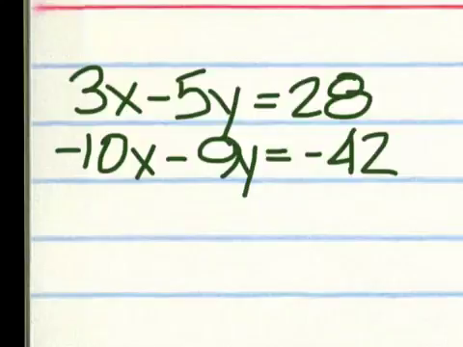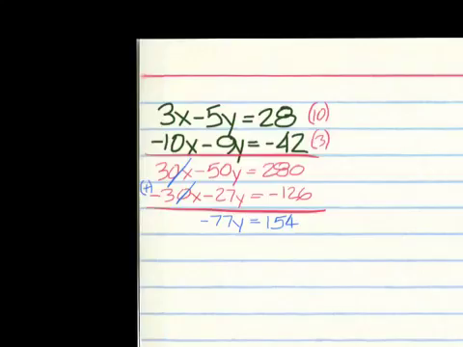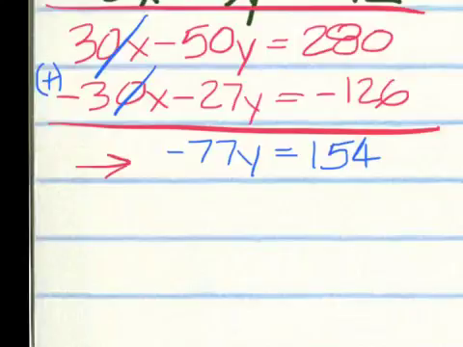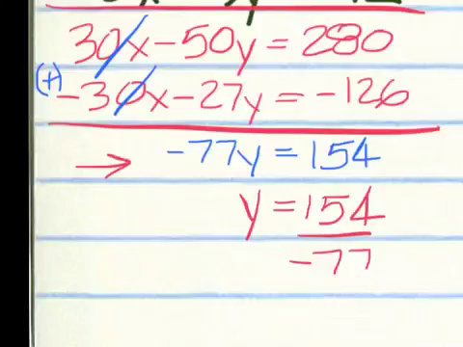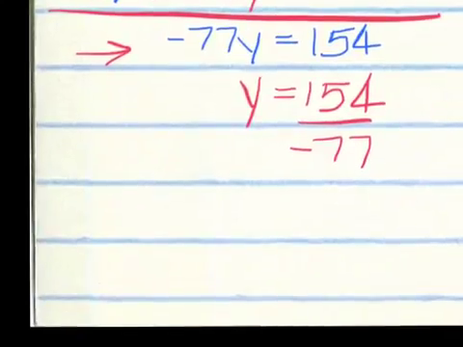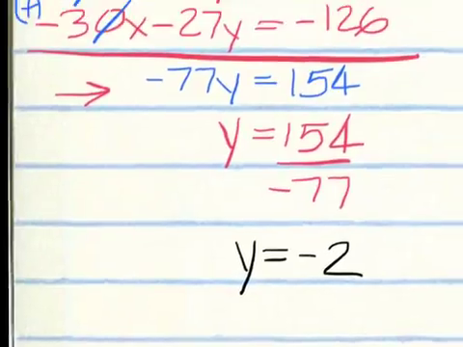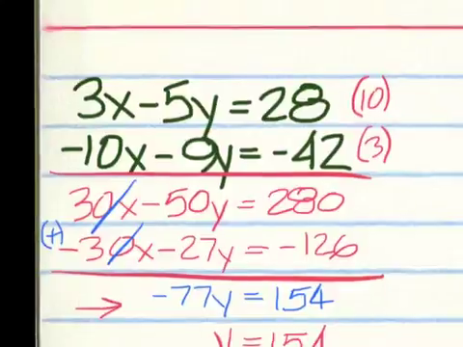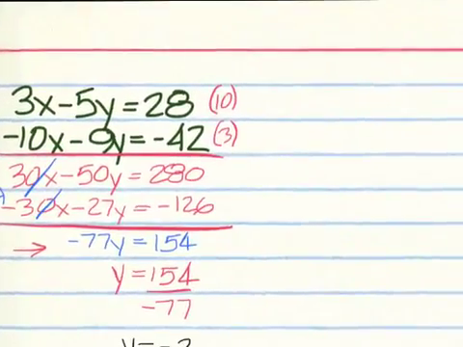Alright, so we worked this one out to here as a boost to this point. So when you divide 154 by negative 77, you should come up with a negative 2. And then plug that negative 2 back in, probably to the top equation. So we'll recopy that one. And 3x minus 5y equals 28.